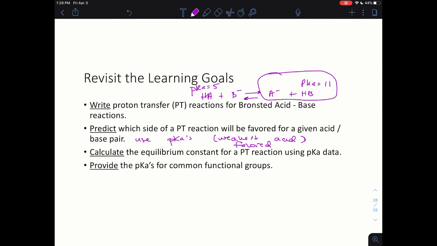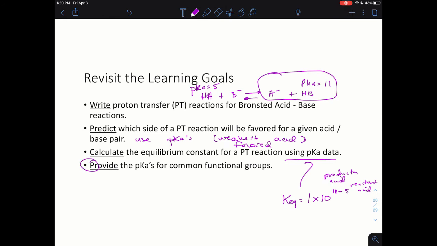You should be able to calculate the equilibrium constant for a proton transfer reaction using pKa data. So again, that's 1 times 10 to the pKa of the product acid. For this example, that's 11 minus 5, the pKa of the reactant acid. So you really need to be able to identify the acids on both sides of the equation.